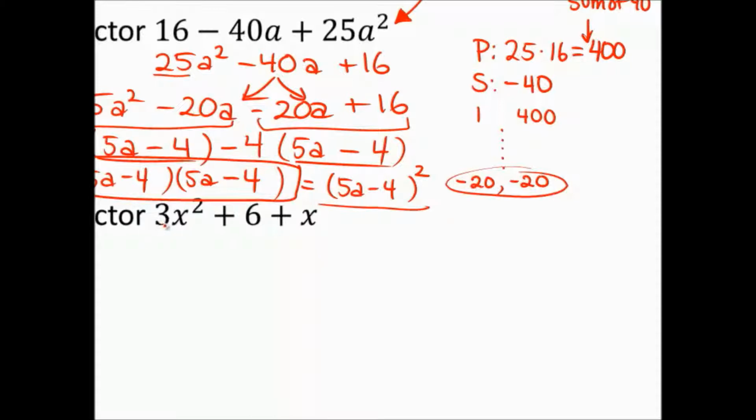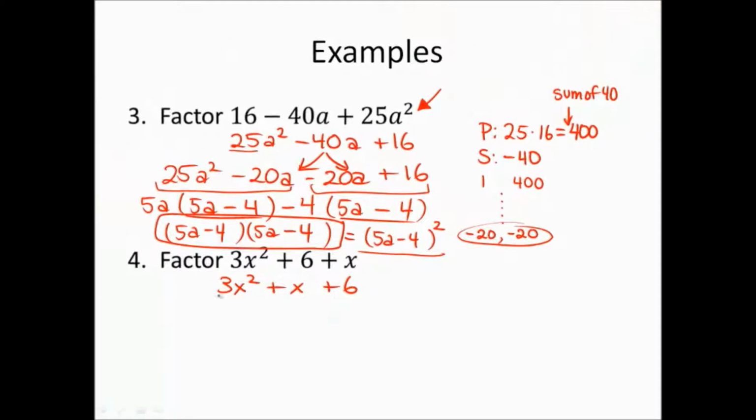Last example here, we've got 3x squared plus 6 plus x. Again, it's not in order. Please order it with decreasing exponential form. Okay, now we can see that the leading coefficient is not 1, so we need to split the middle term. Find the product, which is the first times the last, giving you 3 times 6, giving you 18, and a sum of 1. So we're looking for two numbers that multiply to a positive 18, and add up to 1.